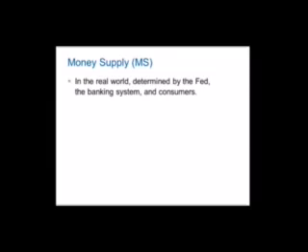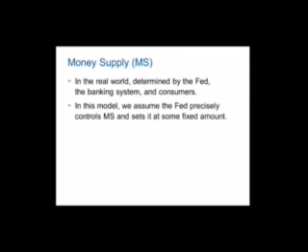But if the consumers hold less money as cash and put all the money in their banks, then there's a lot more money multiplier action going on, and so money supply can increase. In this model, we're going to assume that the Fed actually knows exactly how much money it wants to have circulating in the economy. So it fixes a certain amount, and then takes a few steps to achieve that goal.